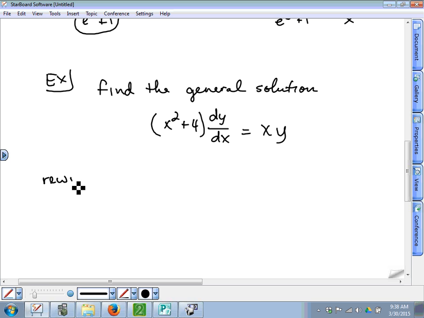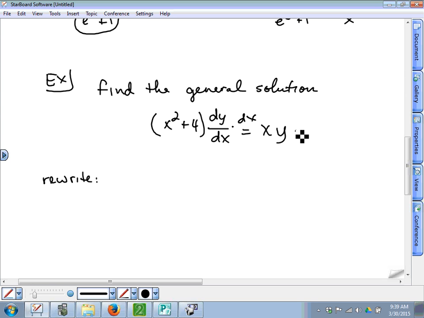So first step is to rewrite. I wouldn't bother distributing the dy dx, so just leave the parenthesis alone, the x squared plus 4. Okay. You could divide by x. There's a lot of ways. There's probably a few ways you could do this, and you should end up at the same spot.